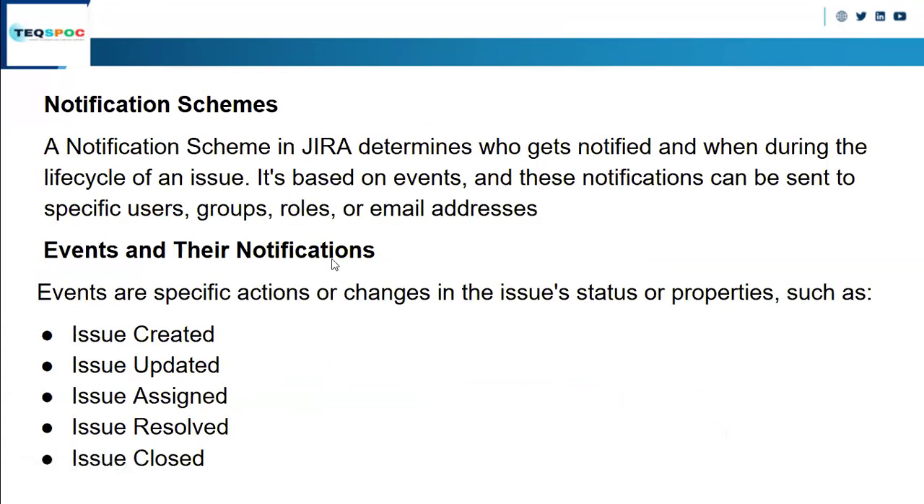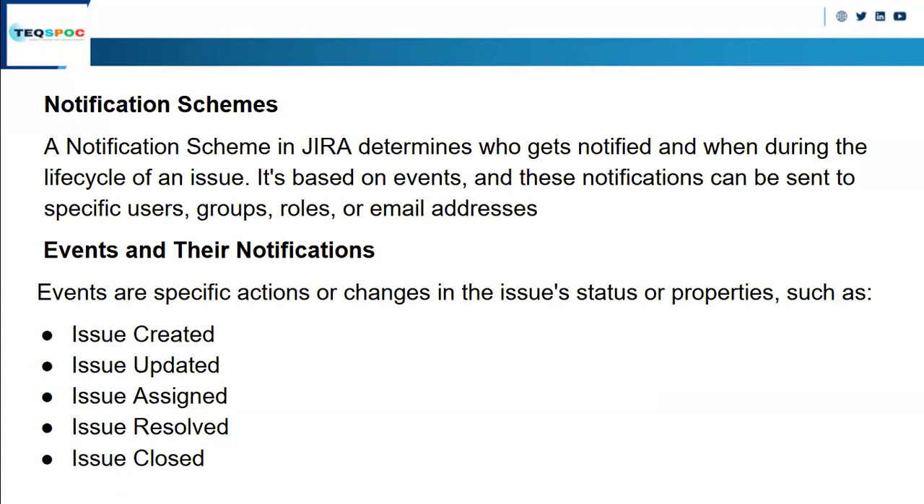Notification and schema. Notification schema in Jira determines who gets the notification and when, during the life cycle of the issue. It's based on the event. And this notification can be sent to a specific user, group, or role. Basically, in notification schema, event and notification, you will edit or give permission for who will be notified if someone is doing a relative activity in the issue type. There you can add a respective group or respective project.